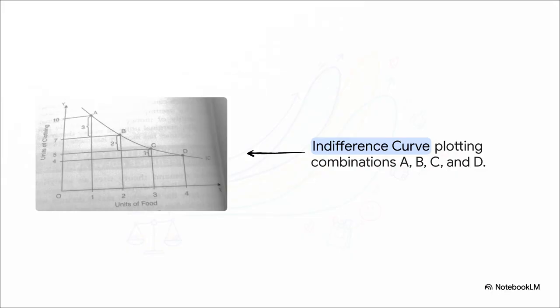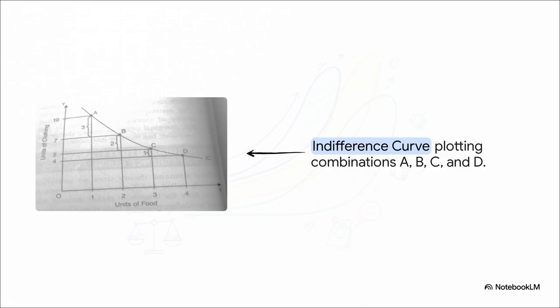When we plot those exact combinations, boom, we see the indifference curve in action. You can see point A way up high with 10 units of clothing and just 1 of food. Now follow the curve down through points B, C, and D. You can literally see those sacrifices we just talked about mapped out in physical space. See that steep drop from A to B? That is your 1-to-3 sacrifice. Then the slope starts to flatten out a bit as we move to C, showing the 1-to-2 sacrifice. And it flattens even more heading to D for that 1-to-1 sacrifice.